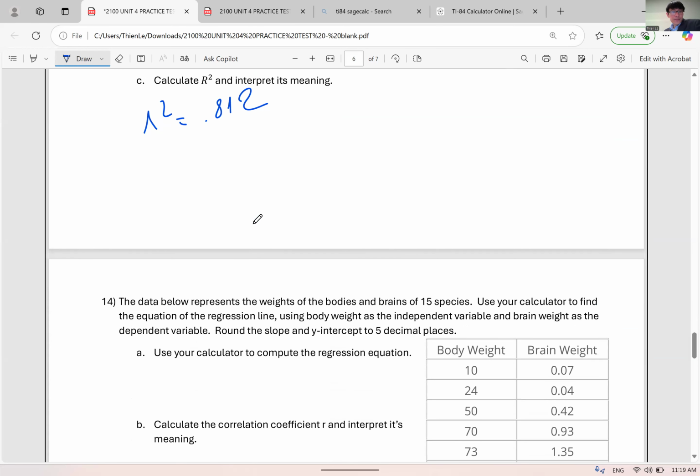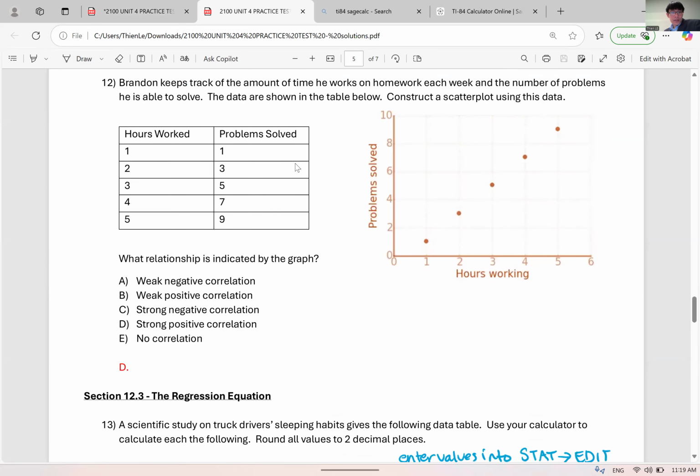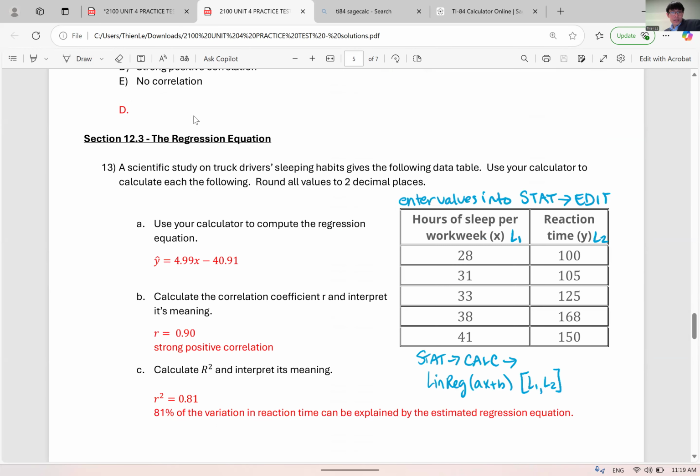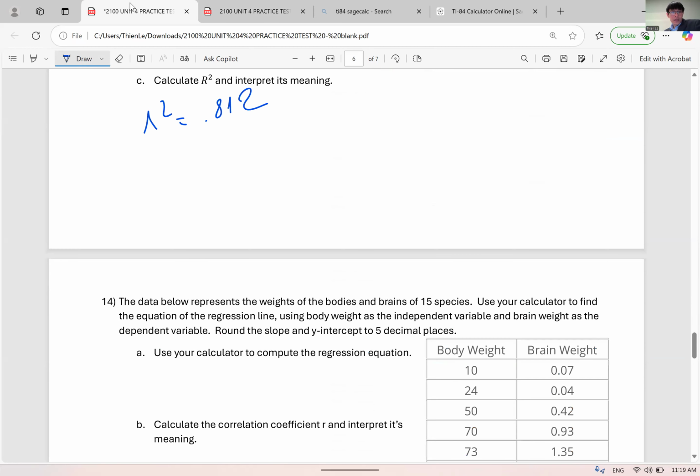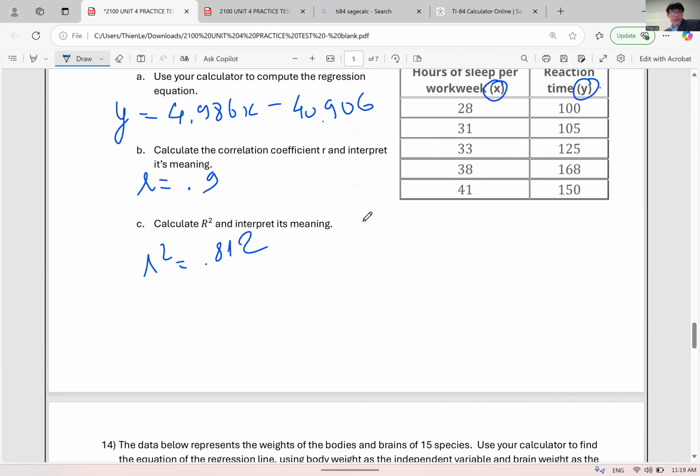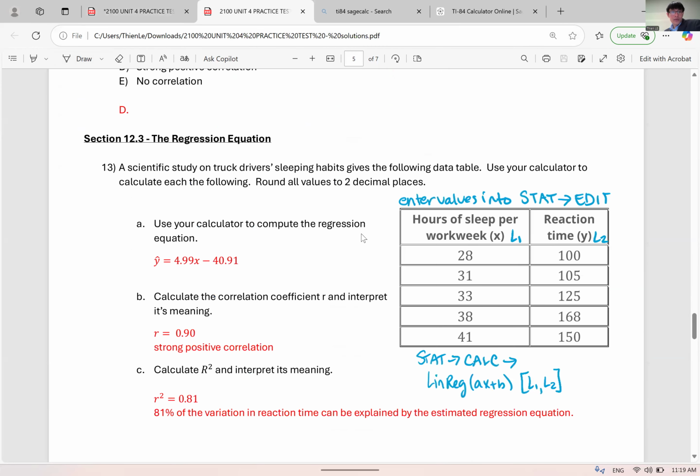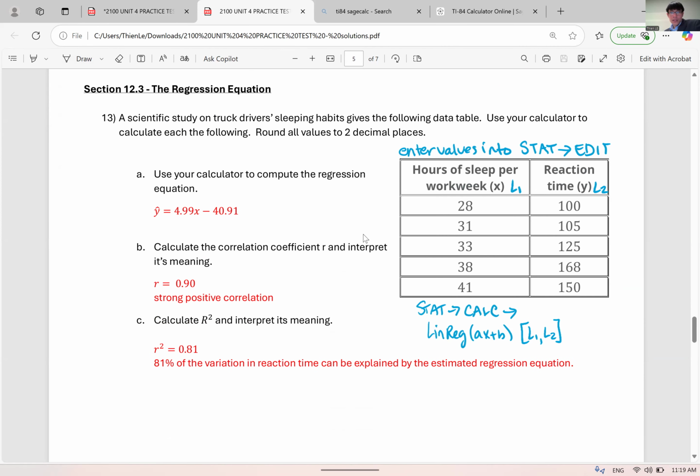Okay. So let's look at what they say here. You get 0.9499, right? They keep 2, but just keep 3. Okay, strong positive. Okay, just perfect.